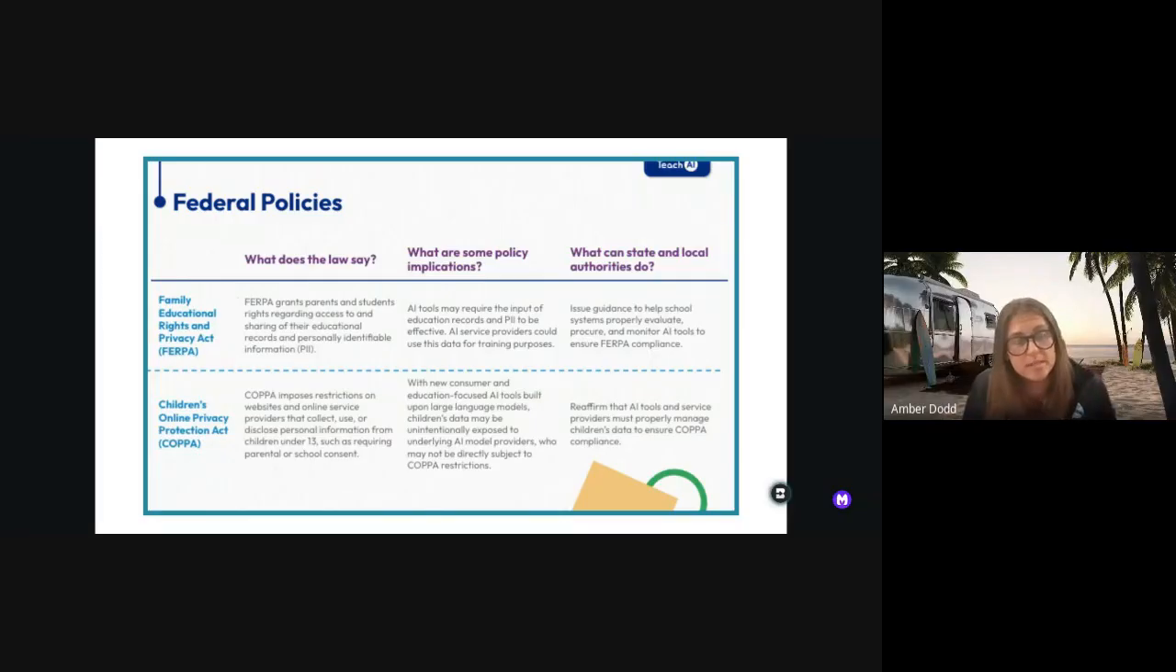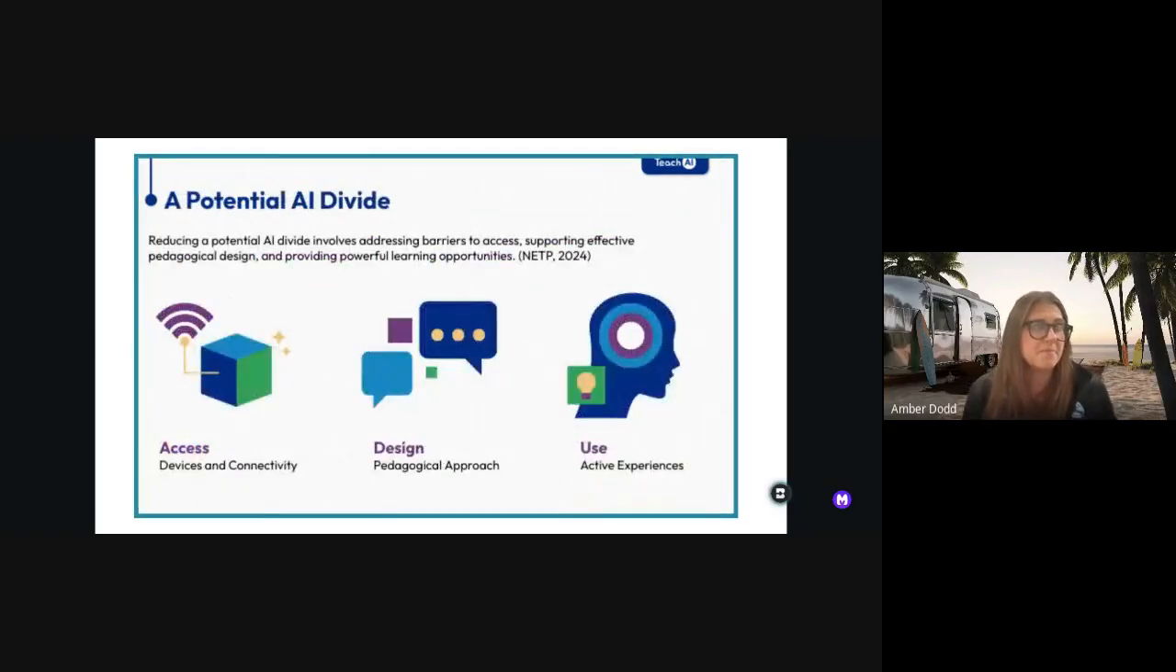And that is one reason that we have been very, very cautious with putting AI systems in front of students as a district, because we need to make sure that our students' privacy and their data is protected, and then also making sure that our own staff privacy and data is protected. So those are federal policies that we need to abide by.